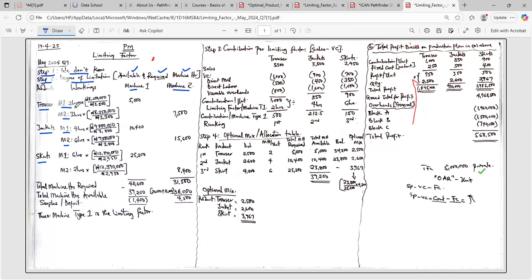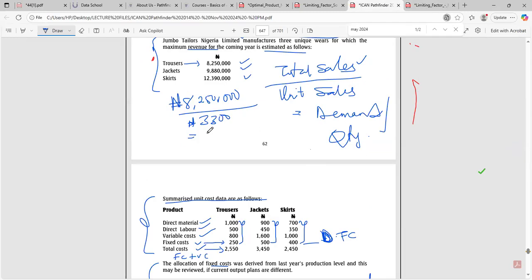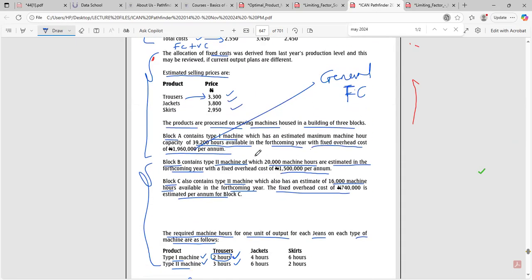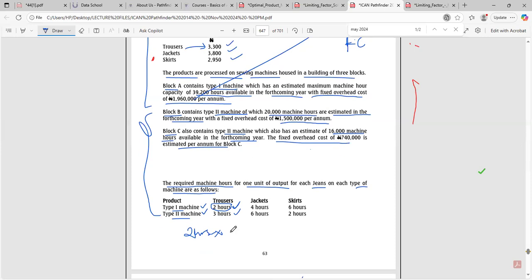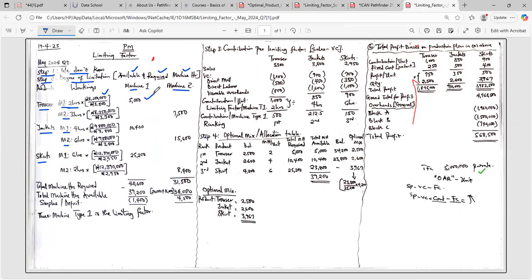That's 2,500. So this 2,500 is our quantity for trousers. Multiply your 2 hours times 2,500 units. What do you get? That's 5,000. Let's confirm, 5,000.